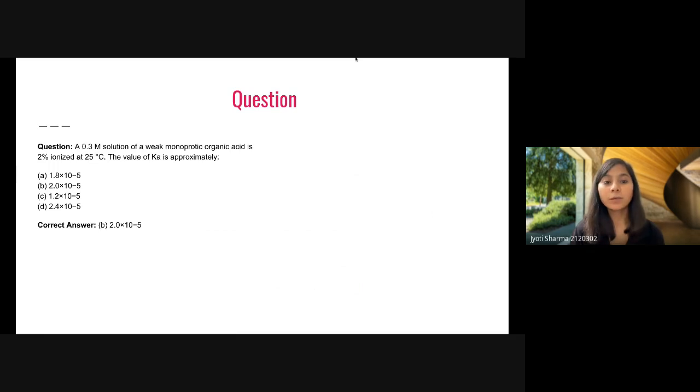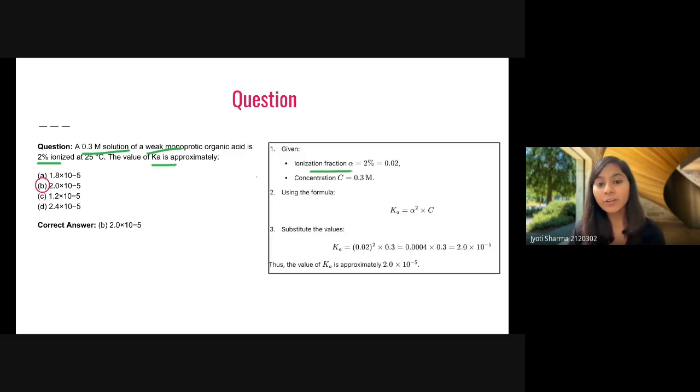Coming to the next question, let's say we have the molarity of a solution, and it is a weak monoprotic acid. Monoprotic means it will give you one H plus ion, and this solution is 2% ionized. It means this is a very weak acid because only 2% is getting ionized. But in a strong base or strong acid, we assume there is 100% dissociation of the ions, right? And you need to calculate Ka. We saw how we can calculate Ka, but here we have a different formula. Here the ionization fraction is 2%, which means 0.02, and the concentration is 0.3 molarity, sorry.